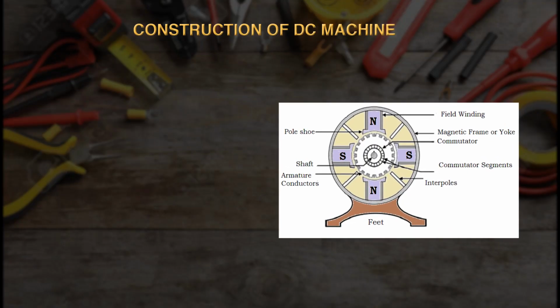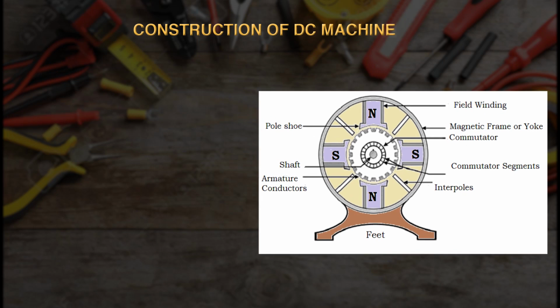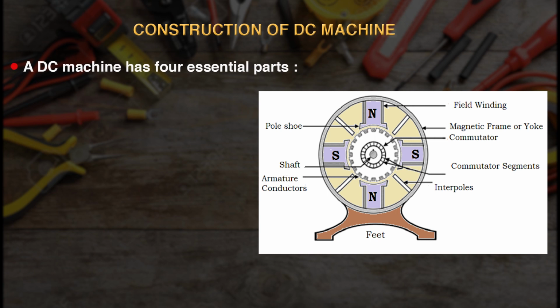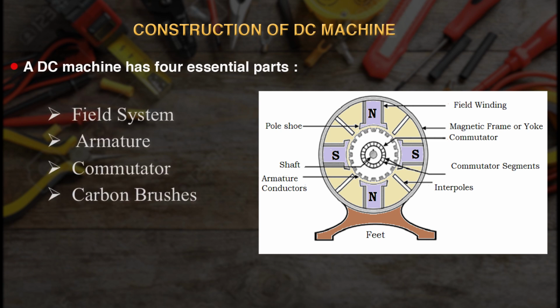Now we have to understand the construction of the DC machine. Here you can see in the diagram, construction-wise both the DC generator and DC motor are the same. A DC machine has four essential parts: first the field system, second the armature, third the commutator and fourth the carbon brushes.